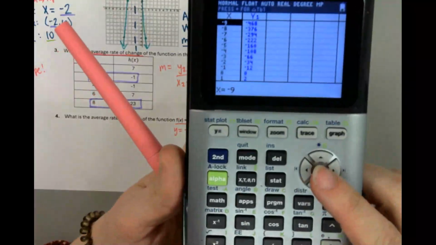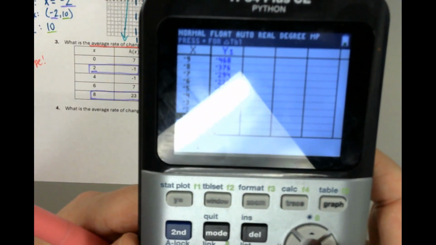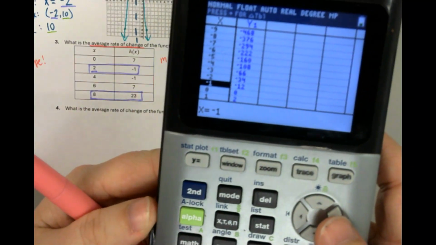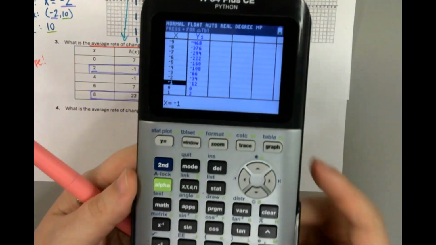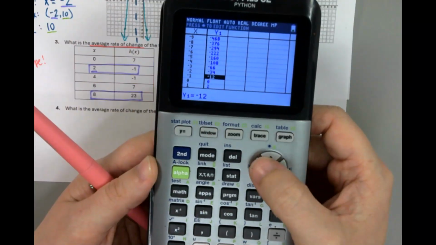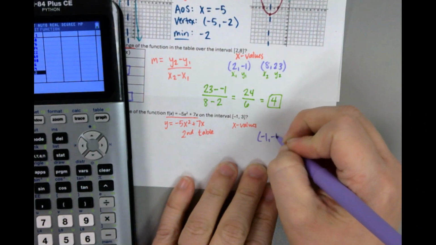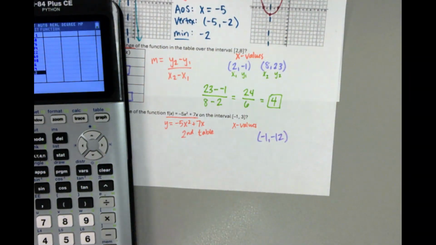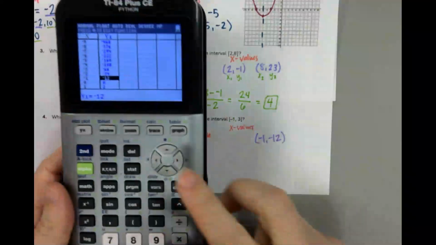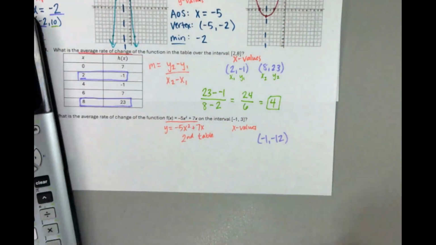Here is a table. We want to specifically go from x values -1 to 3, so I'm going to look at the x value -1. Oh, you can't see that. -1 gives me -12. So I have the point -1, -12. And then I also need 3. So I'm going to my x value of 3. It looks like that one is -24.